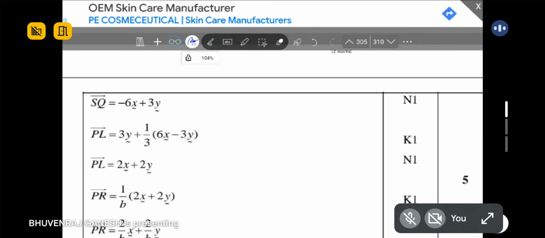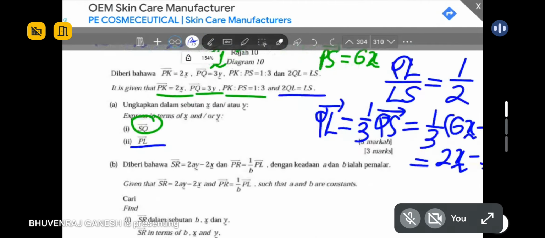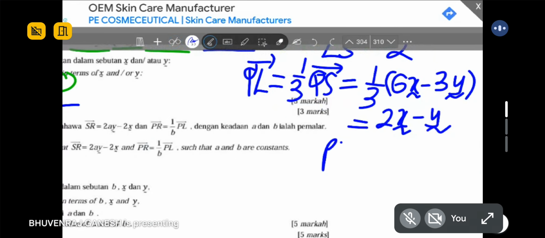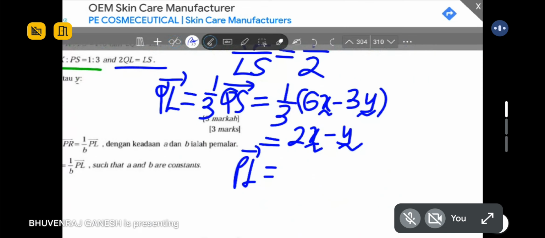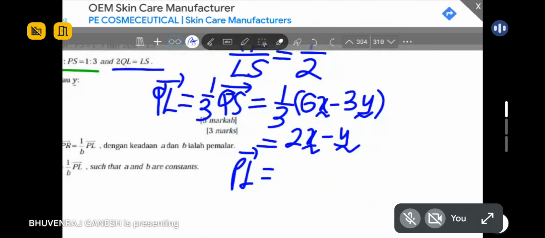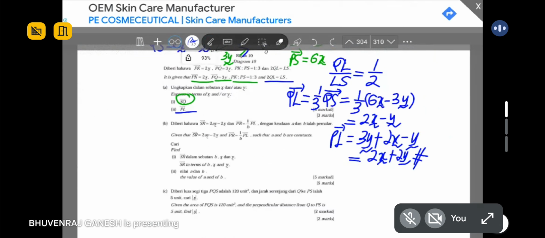Wait, how come the answer not there? Wait, sorry. They ask you to find PL. Sorry, guys. Tak habis lagi. You have to find PL. So PL is PQ plus QL. This direction over here. So you must take PQ. PQ is 3y. And then QL is 2x minus y. So you plus these two. So the answer is 2x plus 2y. Jawapan akhir.